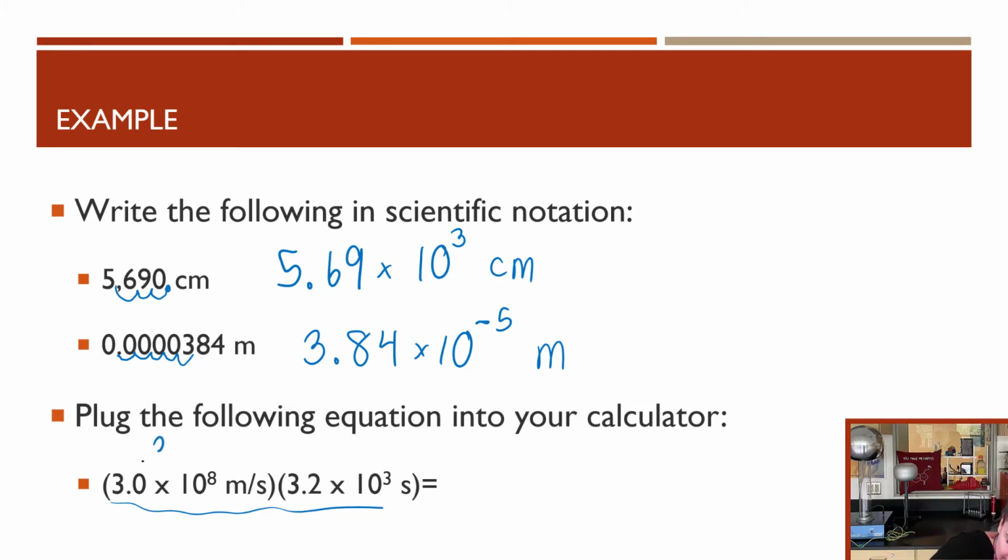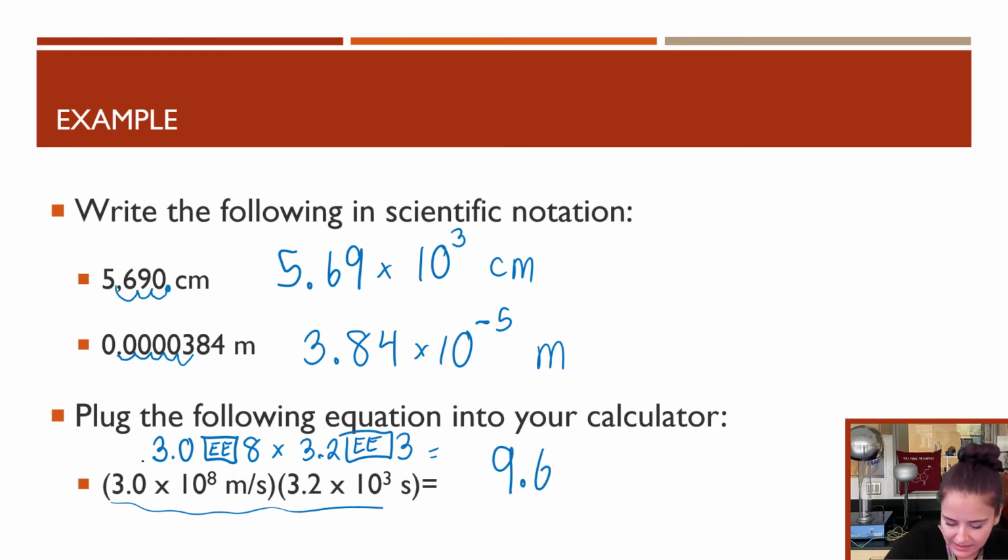We would type it in as 3.0, and then you would want to type your science button, EE or whatever that is, times 10 to the 8th, times 3.2 EE 3. And when you plug that into your calculator, you should get 9.6 times 10 to the 11th seconds, and seconds will cancel out, and we'll be left with units of meters, okay? So I'm going to go ahead and show you guys what that looks like on a couple different calculators.